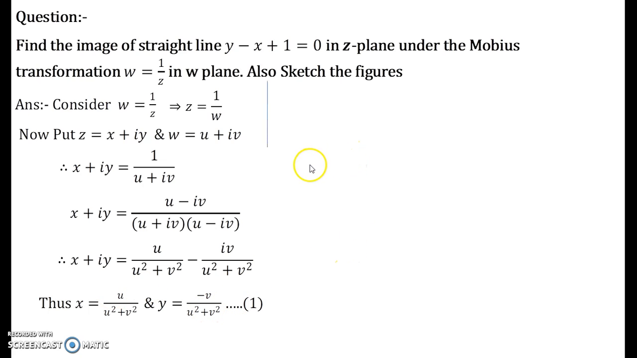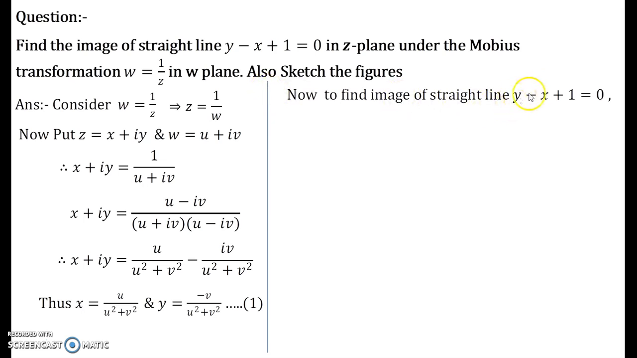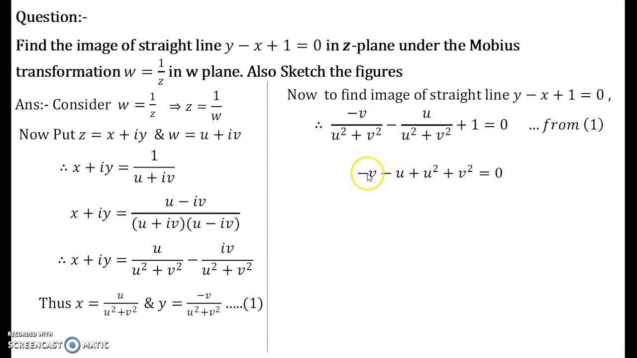Now we have to find the image of the straight line y minus x plus 1 equals 0. So we have already found the expressions of x and y. We substitute them in this equation of the straight line. Once we substitute, we obtain this equation. Okay, now multiply u square plus v square throughout on both sides, on the left hand side as well as on the right hand side. So what you get is minus v minus u plus u square plus v square equals 0. Now this is the equation of a circle.